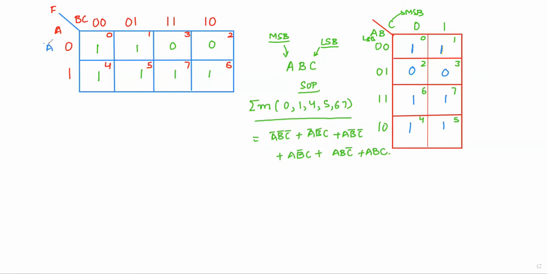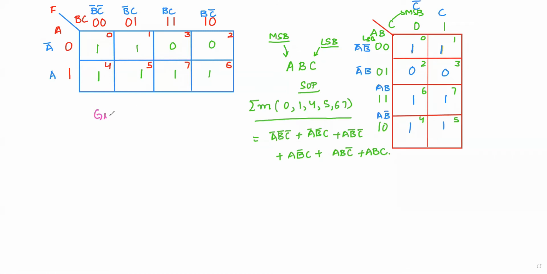So before this, you are already aware of that. This is A bar, this is A. This is your B bar, C bar. This is your B bar, C. This is your BC. And this is your BC bar. Similarly, this is your C bar, this is your C. This is your A bar, B bar. This is your A bar, B. This is your AB. And this is your AB bar. That's all. Now, after this entire exercise, the next exercise, which is of importance, is to go for grouping.